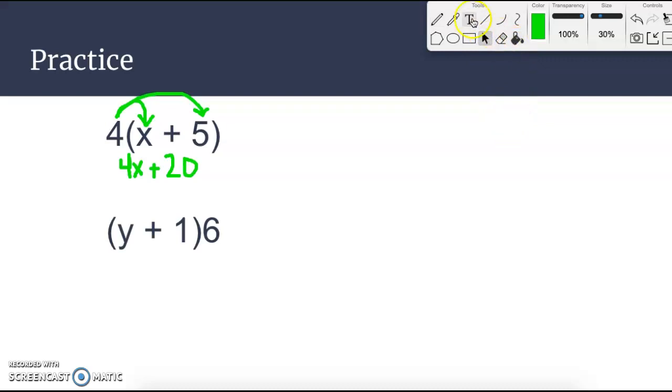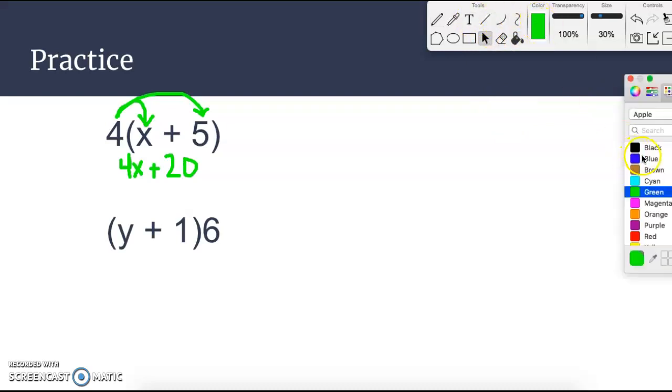This next one is the quantity y plus 1 times 6. So again, it doesn't mean anything different if the number on the outside is at the back, it's just kind of written backwards. But we do the same thing, the number on the outside times the first part of the parentheses, so 6 times y is 6y. And the number on the outside times the second part of the parentheses, 6 times 1 is 6. And we're adding, so it's going to be 6y plus 6 for our final answer.